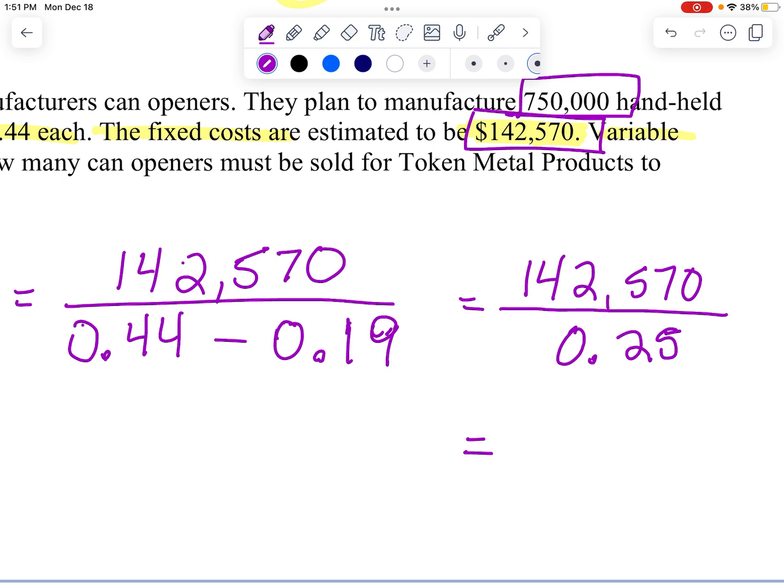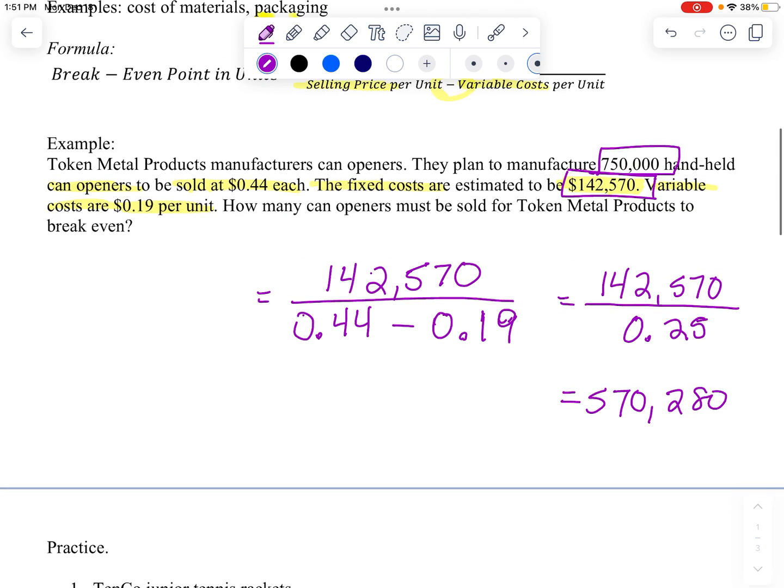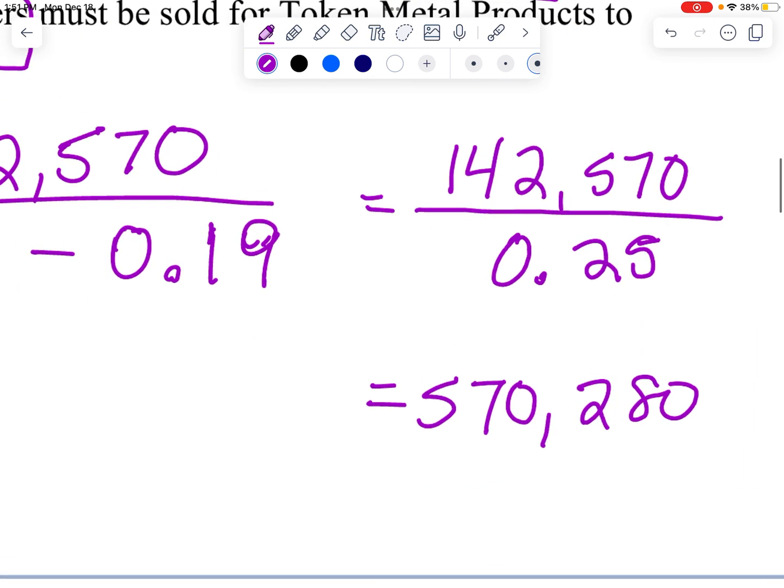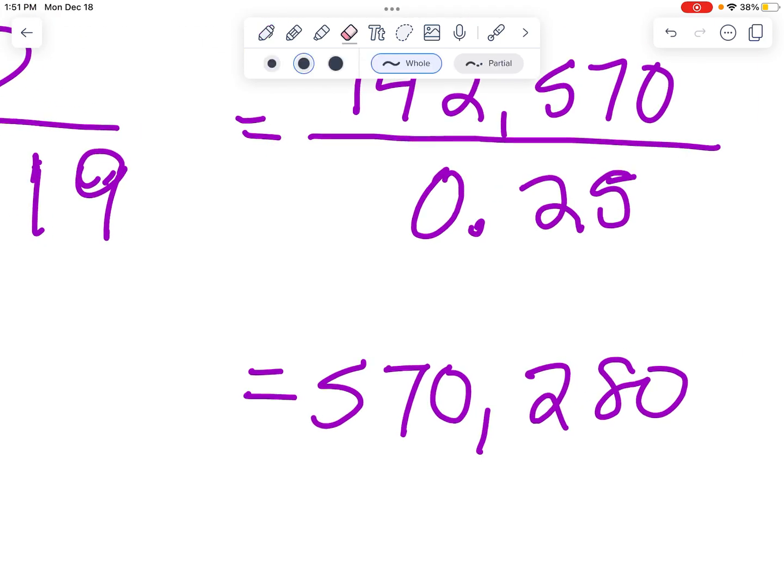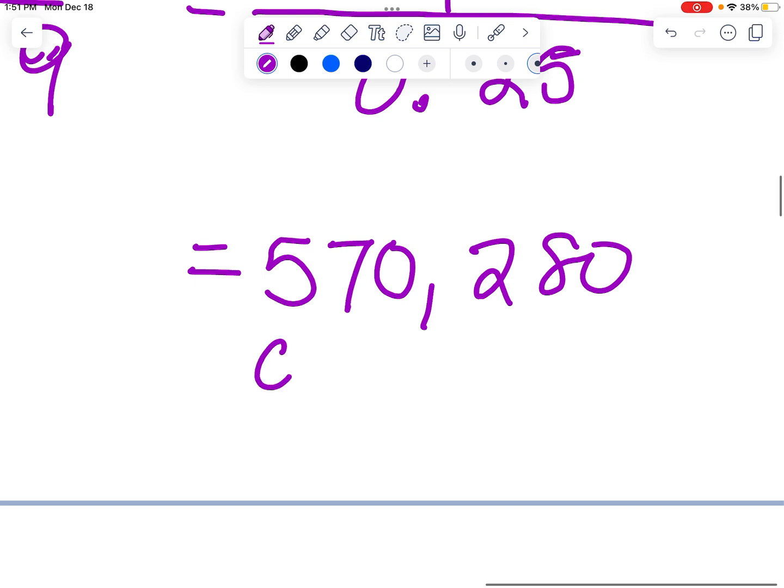Okay. If I go too fast, please feel free to just pause the video yourself. But for this one, I got 570,280. And now take note, this is saying how many can openers. It's not asking for a price, so there's no dollar sign. So if anything, we can write can openers, because that's what they were asking for.